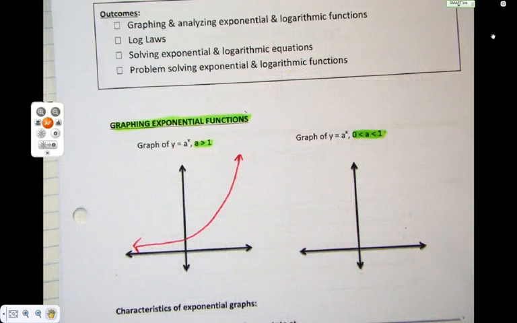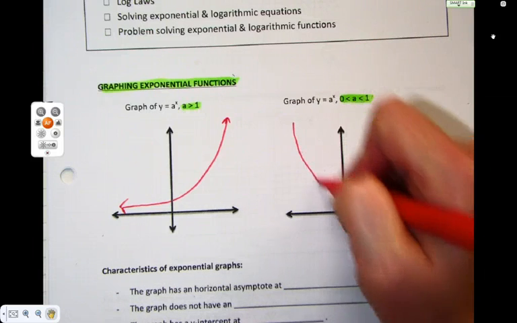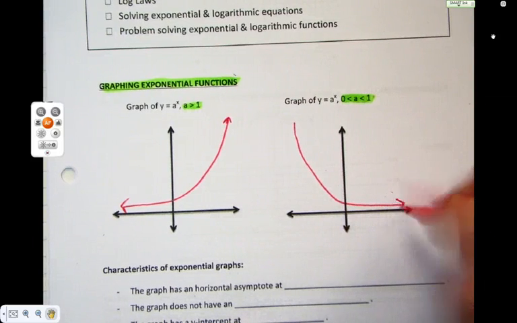That'll come, but these are just the base graphs. When you have a fraction as the base, the graph flips. Goes the other way.